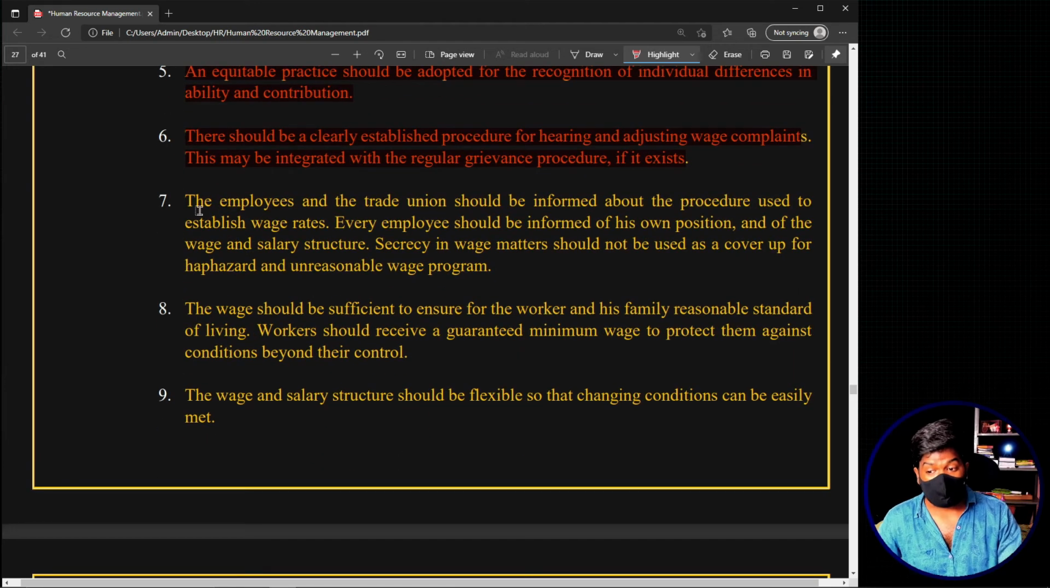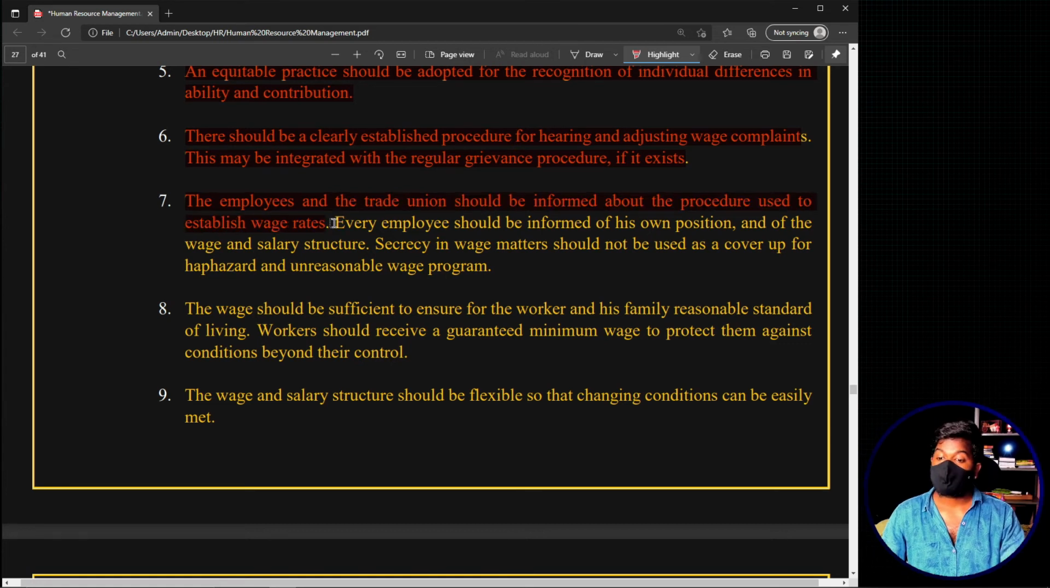Now, the next principle is the employees and the trade unions should be informed about the procedure used to establish wage rates. Every employee should be informed of his own position and of the wage and salary structure. That means each and every employee should be informed about his own salary, his own wages, how they are calculated, what the deductions are, how much the contributions are, each and everything.